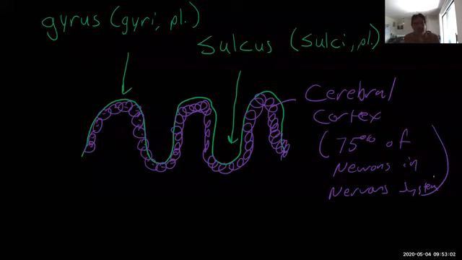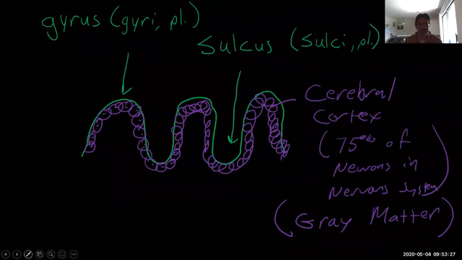By the way, I want you to think to yourself, cerebral cortex, should we classify this as gray matter or white matter? And hopefully you're thinking to yourself, this should be gray matter. Gray matter is unmyelinated, and we do not myelinate cell bodies.